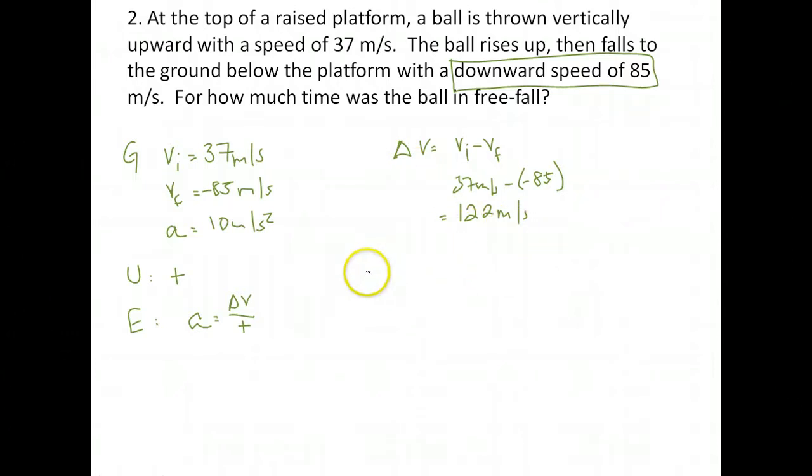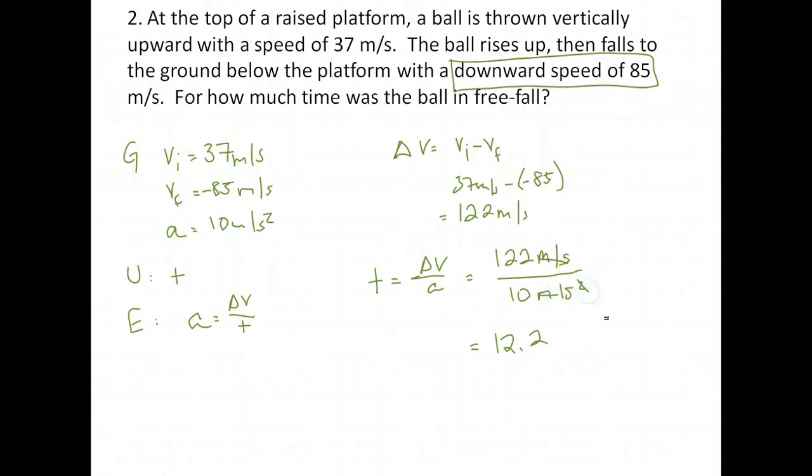We can now put that into our equation over here, which we're going to solve for time. So let's rearrange that one really quick. Time equals delta V over acceleration, and then we're going to have 122 meters per second divided by our acceleration, which is 10 meters per second squared. When you work that one out, you don't even really need a calculator. That one is 12.2. And if we want to find our units here, we have meters per second is going to cancel with meters per second and our squared. So we end up with 12.2 seconds for our final answer for question 2.